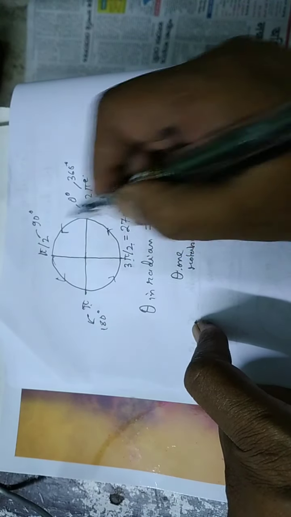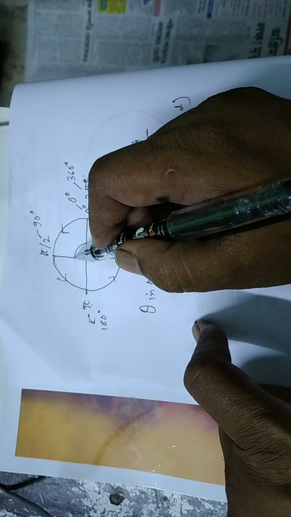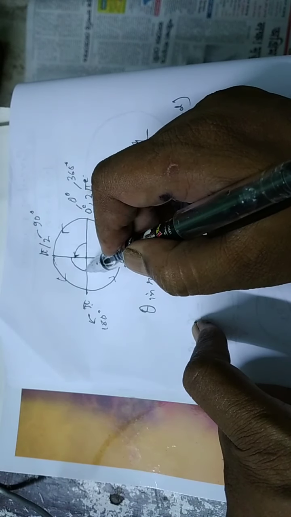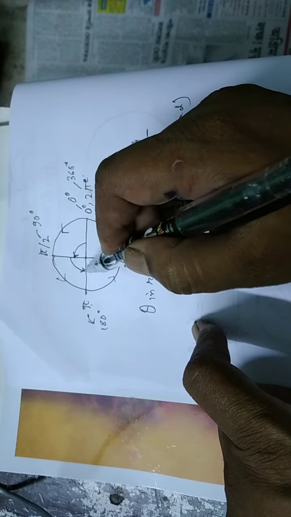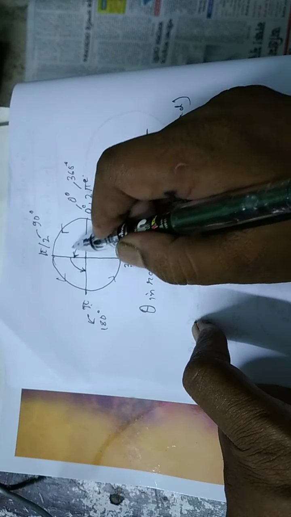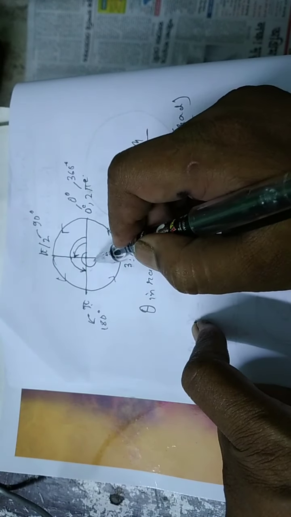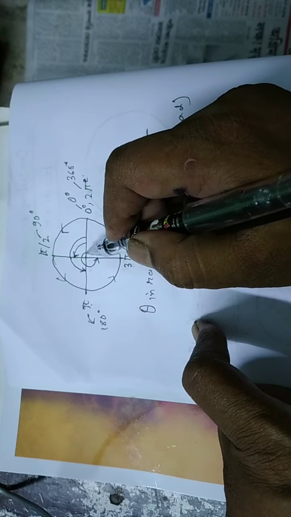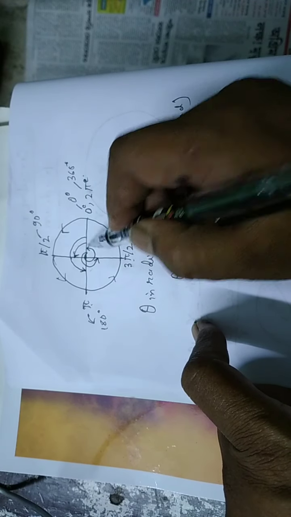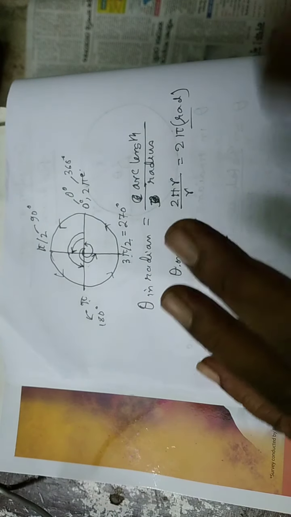So in the anti-clockwise direction, the angles are like this: this is 90 degree, then this is 90 plus 90, 180 degree, pi, this is 270 degree, and if you rotate totally it becomes 360 degree. This is the most important part of angle relation.